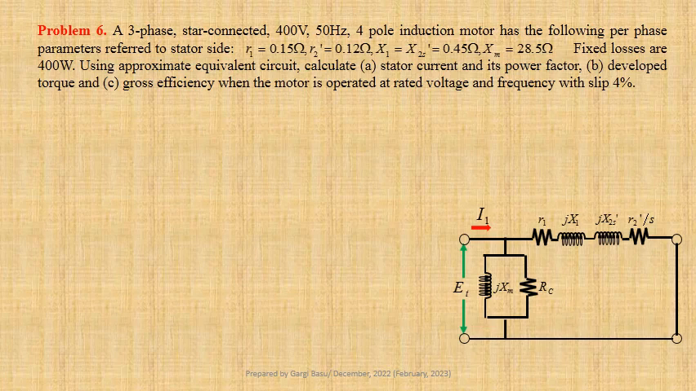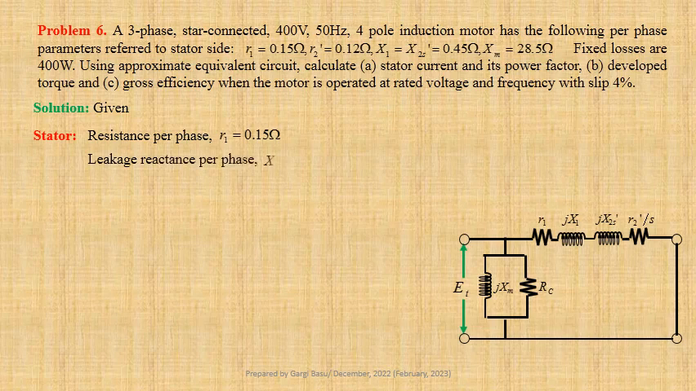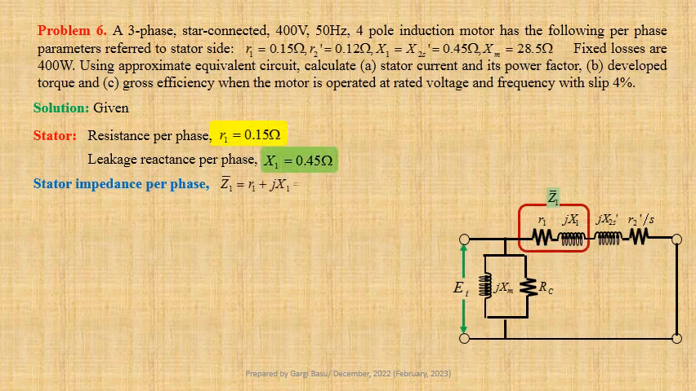Let us first write down the given data. For stator winding resistance per phase, R1 equals 0.15 ohm and leakage reactance per phase, X1 equals 0.45 ohm. Expression for stator impedance per phase, Z1 equals R1 plus jX1 equals 0.15 plus j times 0.45 ohm.